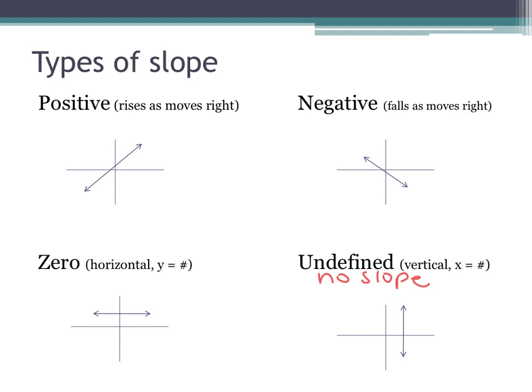So the bottom 2 are things you have to memorize because you may not always have points to plug in. Okay, you could create points to plug them in, but you'd have to know that if it was a y equals a number, so let's say that this is y equals 1 because it's passing through 1, that would be a horizontal line and it has 0 slope. If it's an x equals a number, so let's say that this is x equals 2, this would be a vertical line with no slope or undefined slope.